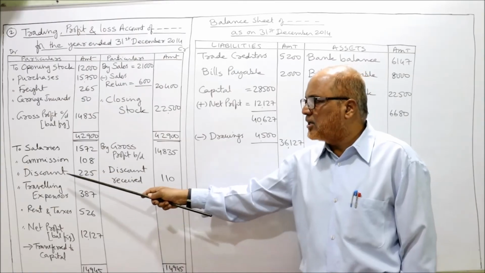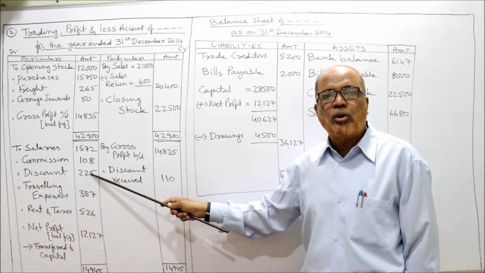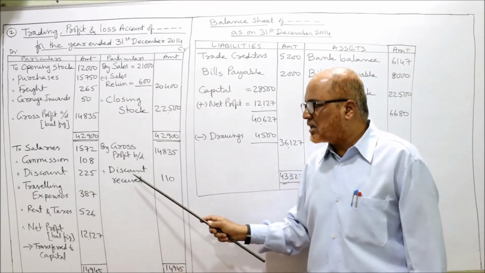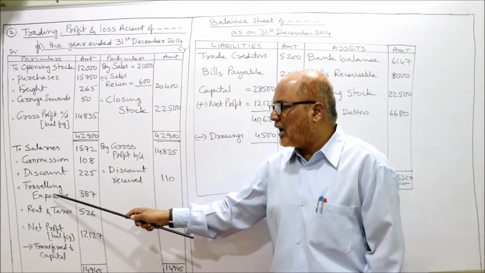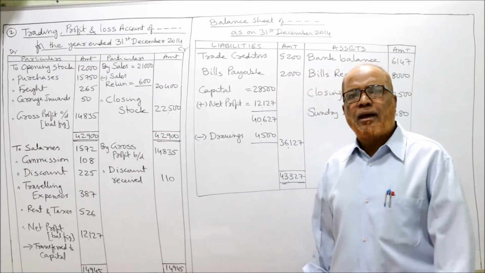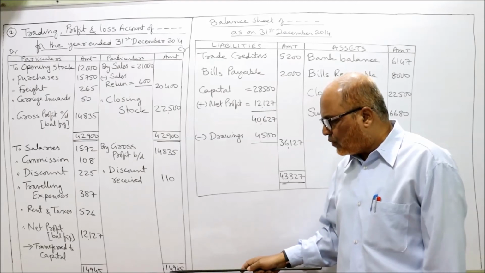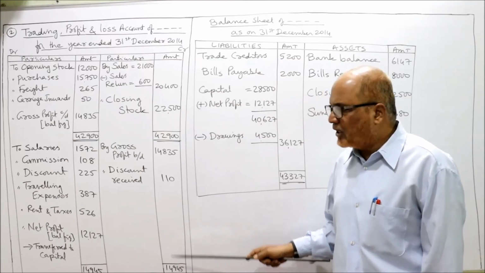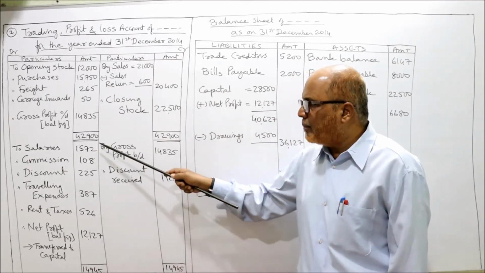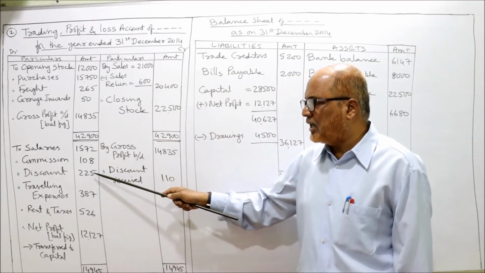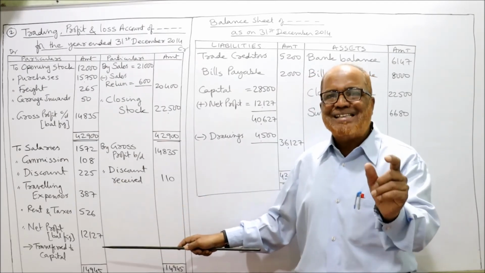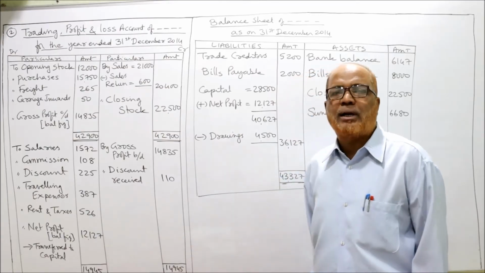Commission paid 108. Discount allowed. We have 2 discounts. Discount allowed and discount received. Discount allowed debit side. Discount received credit side. 221. Traveling expenses 387. Rent and taxes 526. That's all. Now take the total on the credit side, it comes to 14,945. So from 14,945 minus 1,572 minus 108 minus 225 minus 387 minus 526. The balancing figure we are getting 12,127.